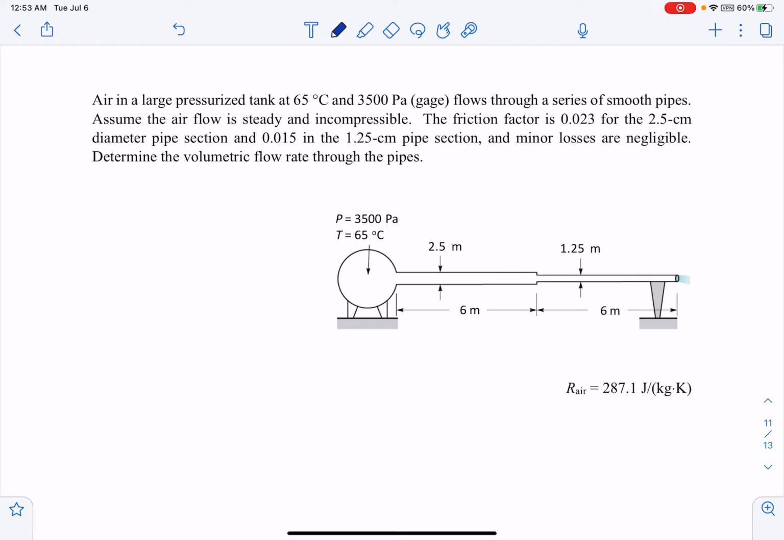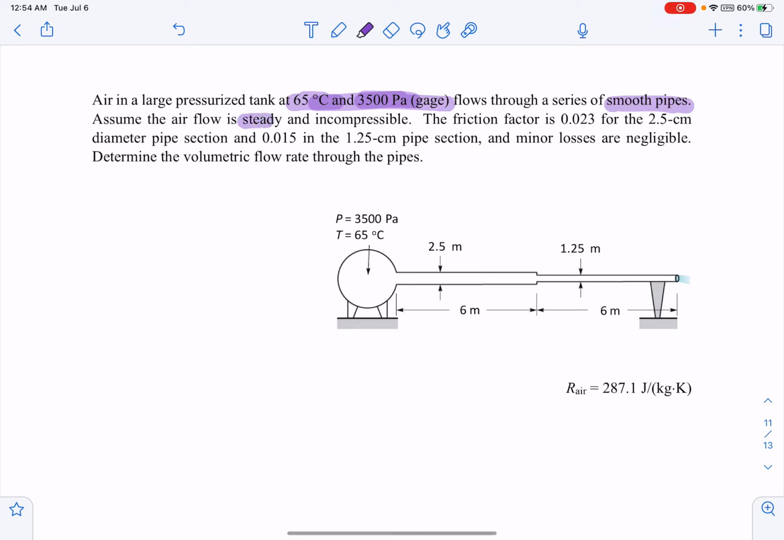So let's solve another question on chapter 8. In this question, there is an airflow which is steady and incompressible. This air is in a large pressurized tank, and we have the pressure and the temperature of the fluid in the tank. We also know that this is a smooth pipe, so these are the information about the air in the tank.